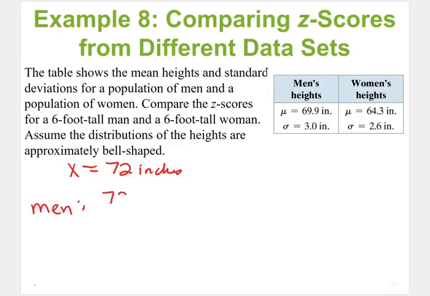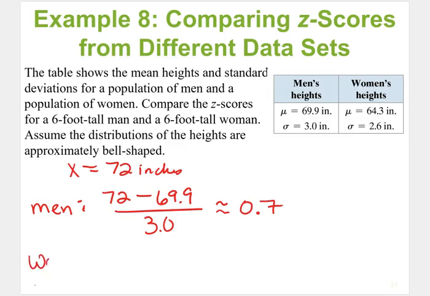All right, so my 72 minus the mean divided by 3.0, which is my standard deviation. And that gives me a z-score of about 0.7. So a man who is 6 feet tall is not quite 1 standard deviation above the mean. So he's taller than the mean, the average man, but not too tall.